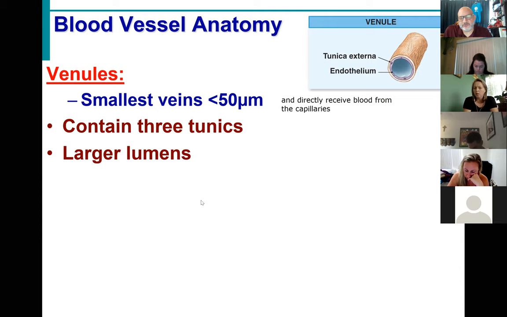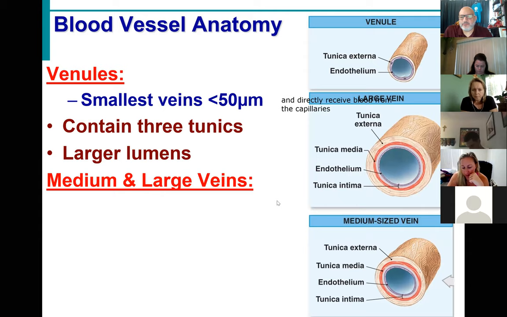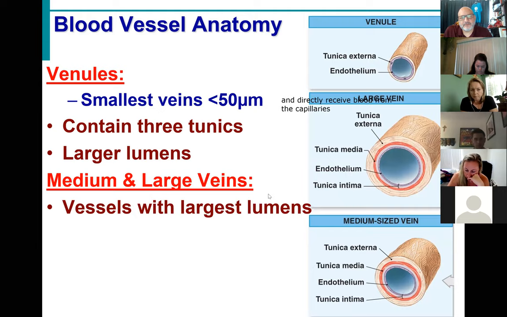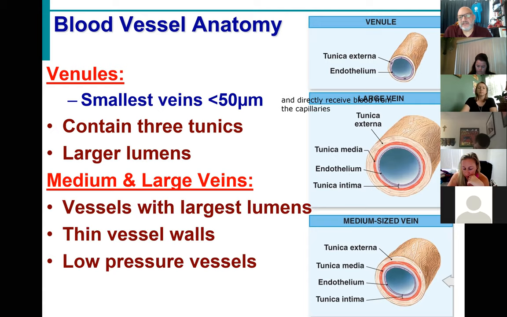Technically, we have medium size and large size veins. But again, the only difference in them is size. So medium veins have a medium-sized lumen, large veins have a large-sized lumen. Thinner walls, less muscle, because again, they're dealing with lower pressure blood. So the only difference between venules, medium-sized veins, and large-sized veins is the size.